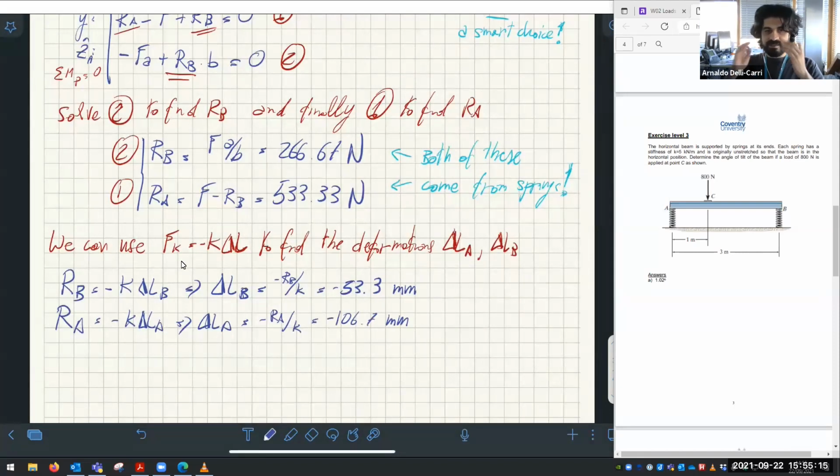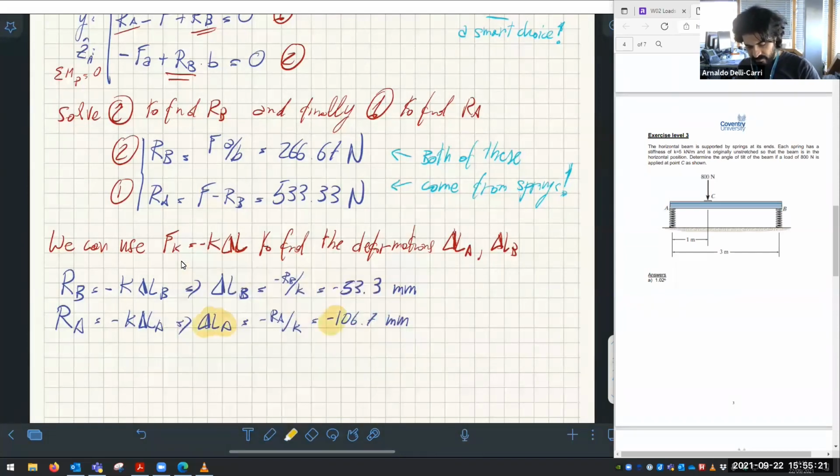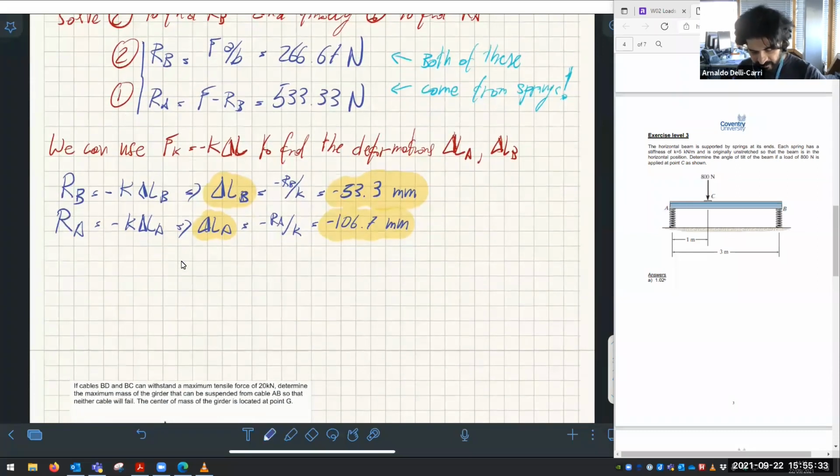So as you can see, spring A deforms more, so compresses more, and spring B compresses almost half as much. That means that the final thing looks like this. This is A, and this is B.